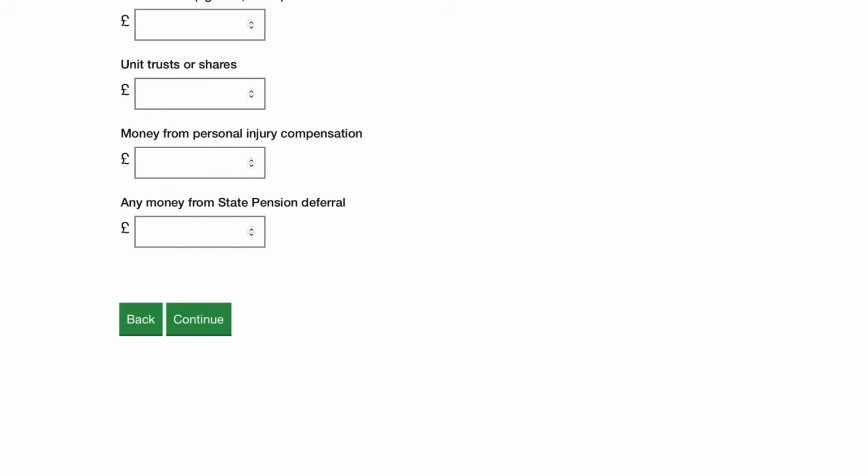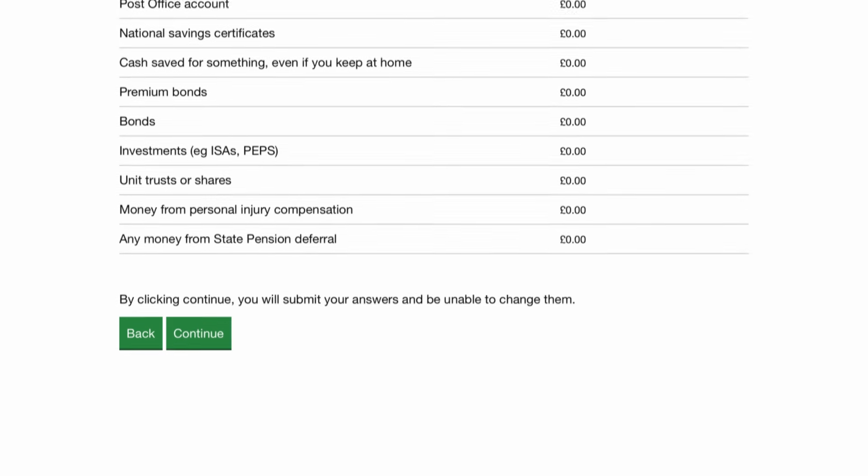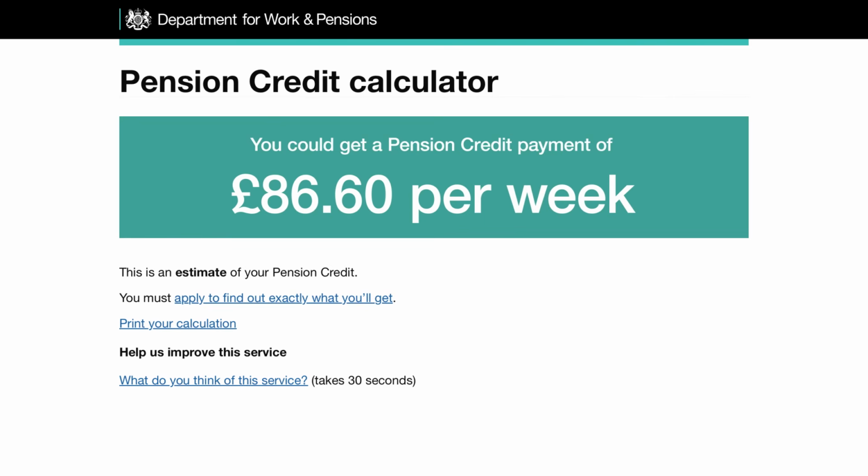Sajid then moves to the Check Your Answers section. He is happy with the answers that he has given and selects Continue. Sajid finds that he and Asiya may be entitled to £86.60 per week.